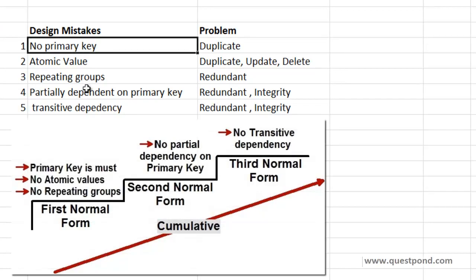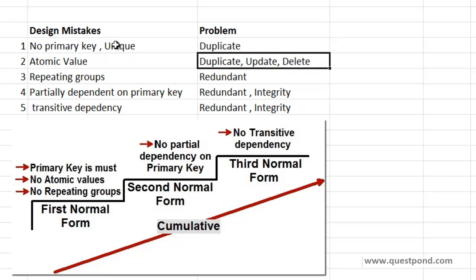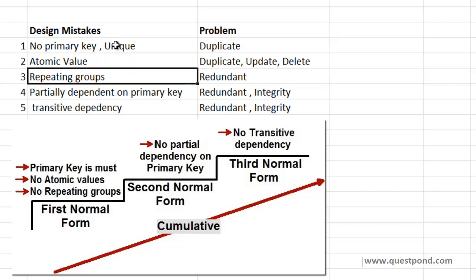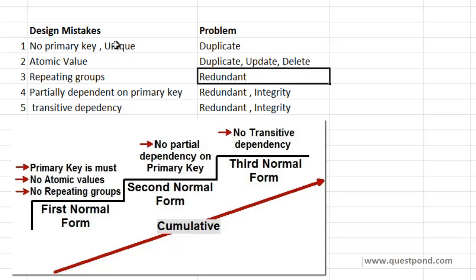So let's summarize what we have learned. We said that developers make 5 big design mistakes. They do not put a primary key. So if they do not put a primary key, if they do not put proper unique keys, right, it can lead to duplicate data issues. Developers try to stuff multiple values into one column, that leads to duplicate data, update problems, delete problems, because now your values are comma separated and pipe separated. Repeating groups, people just create multiple redundant columns, and that leads to redundant data.